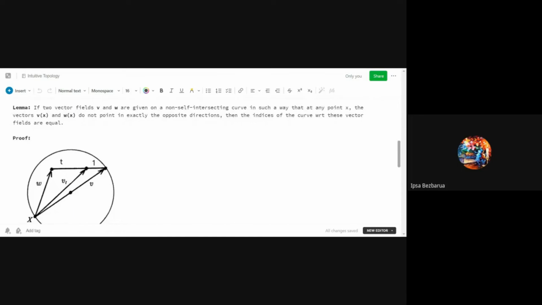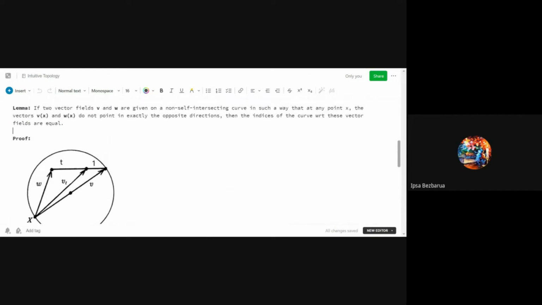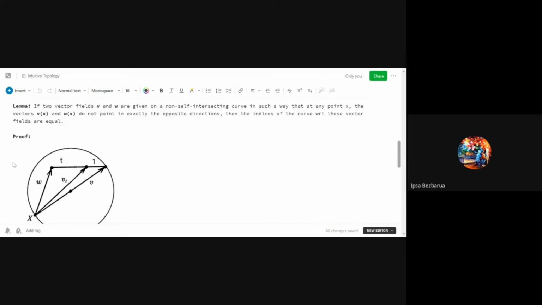So next we have a lemma, and this lemma is the stepping stone we need to complete in order to prove the fundamental theorem of algebra using vector fields. The lemma says if two vector fields v and w are given on a non-self-intersecting curve in such a way that at any point x, the vectors v of x and w of x do not point in exactly opposite directions, then the indices of the curve with respect to these vector fields are equal.